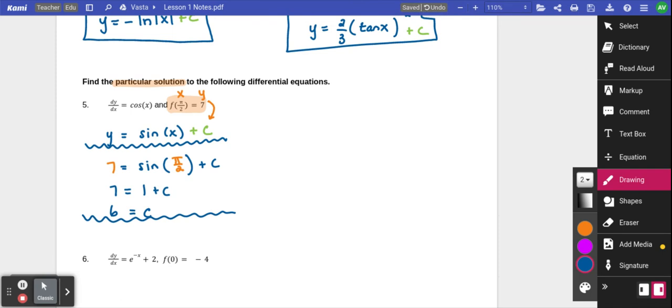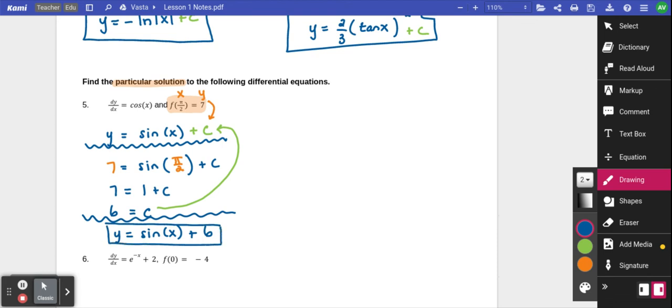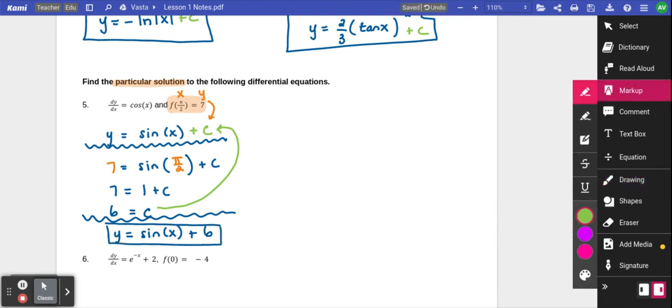So I'm going to go ahead and just plug that into my equation. Again, I'm taking the c and I'm replacing it with the number 6 because now I've determined that the value of c should be 6. So my final answer will be y equals the sine of x plus 6.